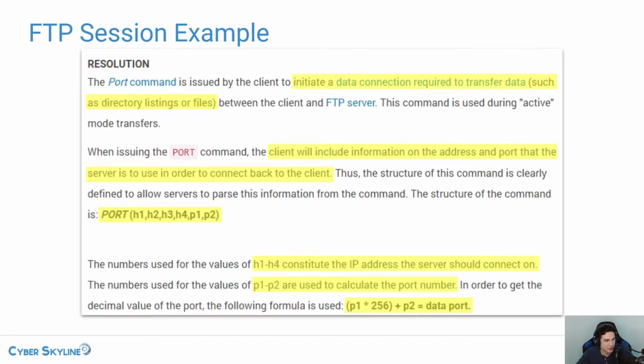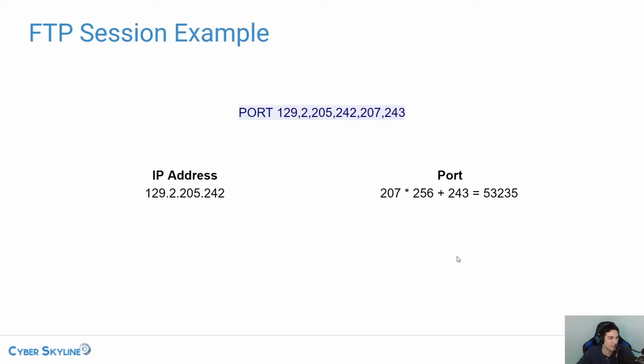All right, so let's actually see if we can extract that information. Here is the data from the port command. You can see it's 129, 2, 205, 242, 207, 243. So the first four numbers are the IP address. And it's just that, those numbers with dots in between them. And with the port number, we're going to take the 207, multiply it by 256, and then add the 243, and we get a number which is 53,235.